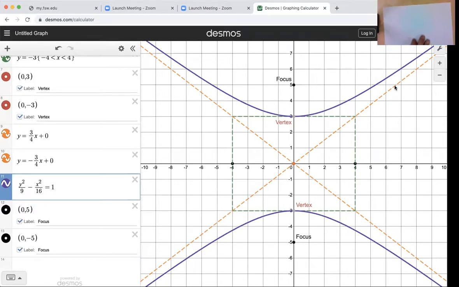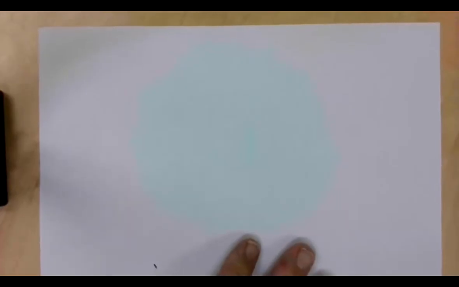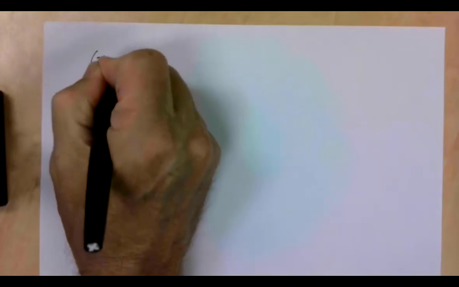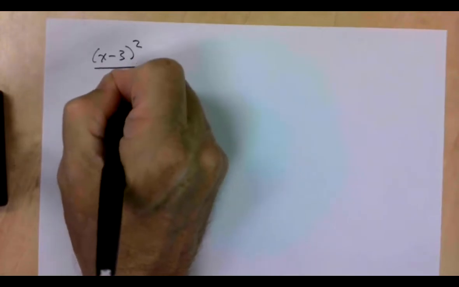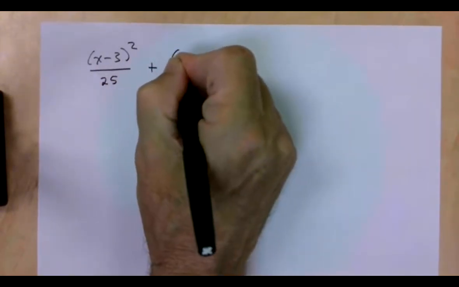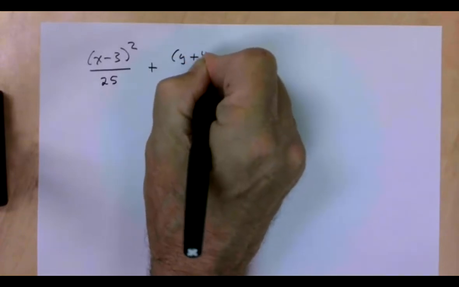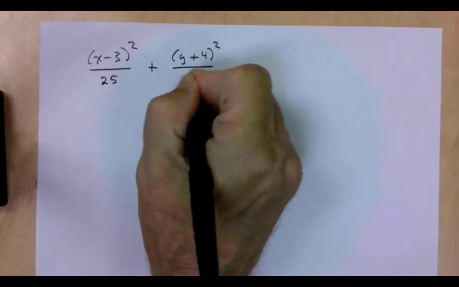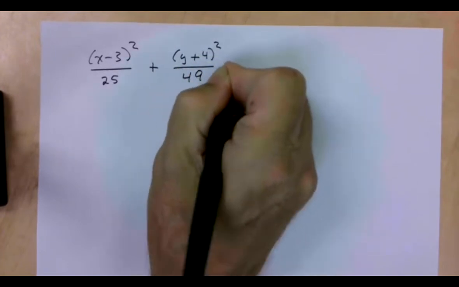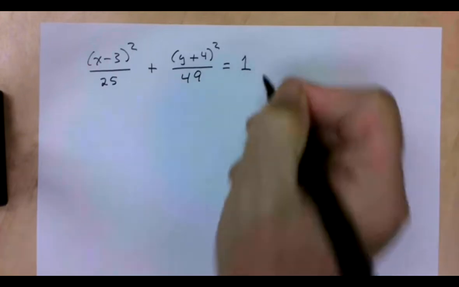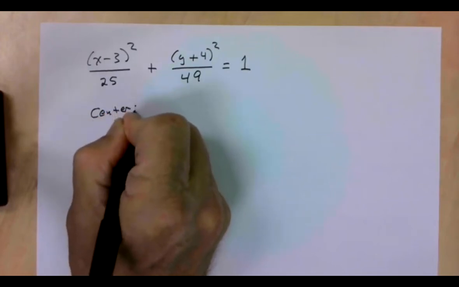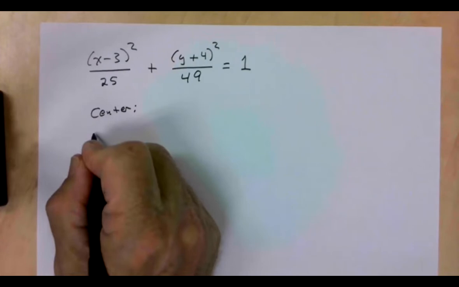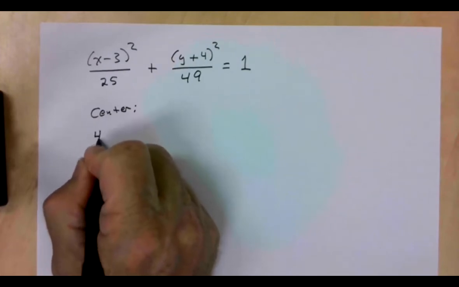So what shall I look at next? Let's take a look at x minus 3 squared over 25 plus y plus 4 squared over 49 equals 1. So I'm going to ask you a bunch of questions. What is the center? What are the 4 vertices?